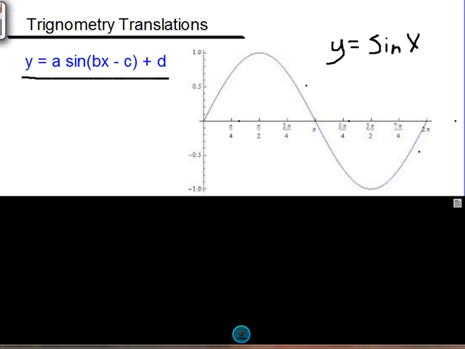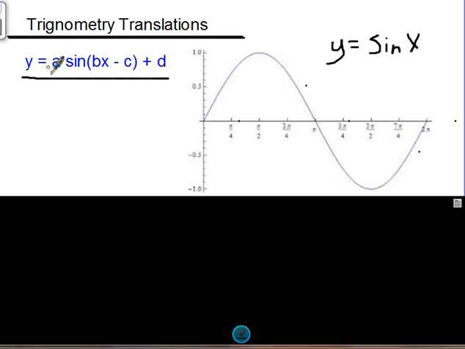Let's talk a little bit about the trigonometry translations that you've been working on in class. You've been graphing the trigonometry functions. For example, this is the general form of the sine function. We're getting used to what this sine wave looks like. Now you have your different variables that are going to affect the translation.